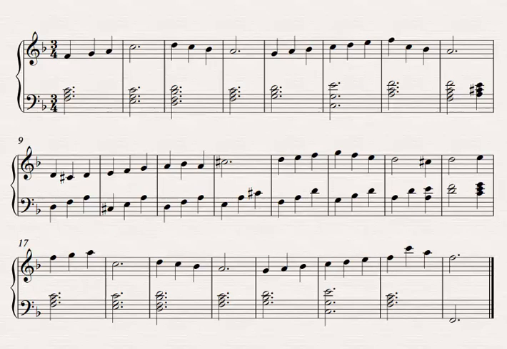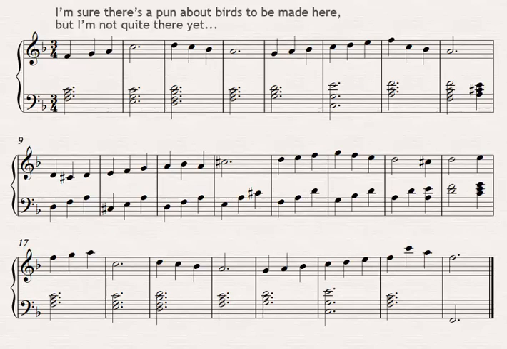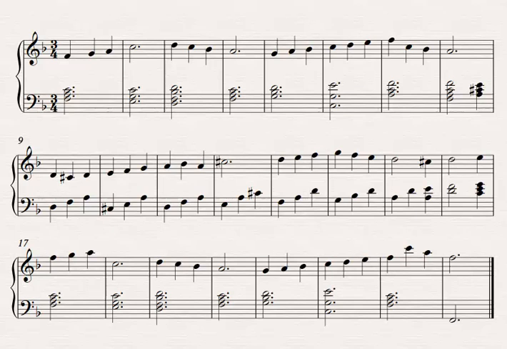Hey everyone, in this video we're going to talk about ternary form. Ternary form, as the name suggests, has three distinct sections: an A section, a B section, and then an A prime section, where the A material is usually presented in a slightly different way.